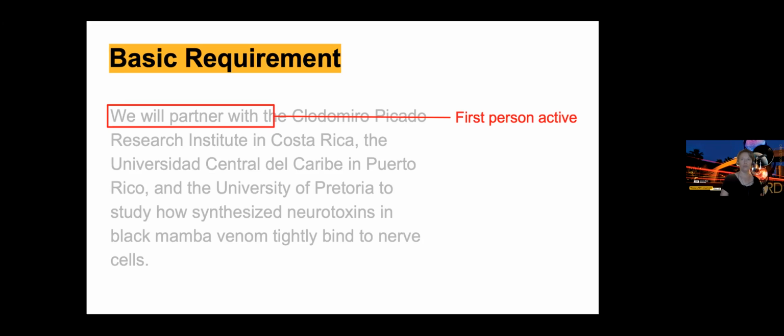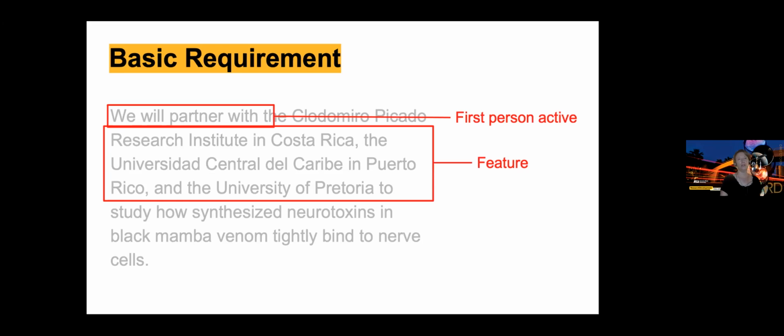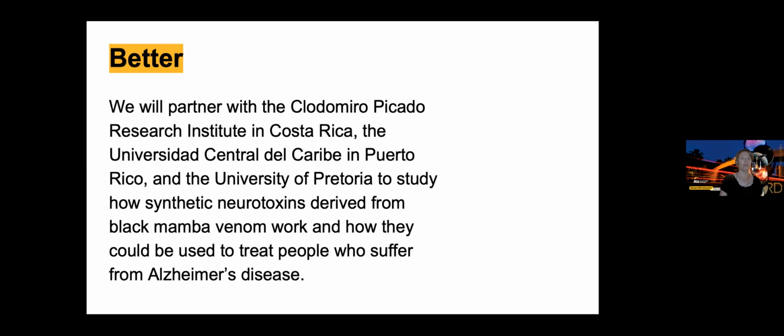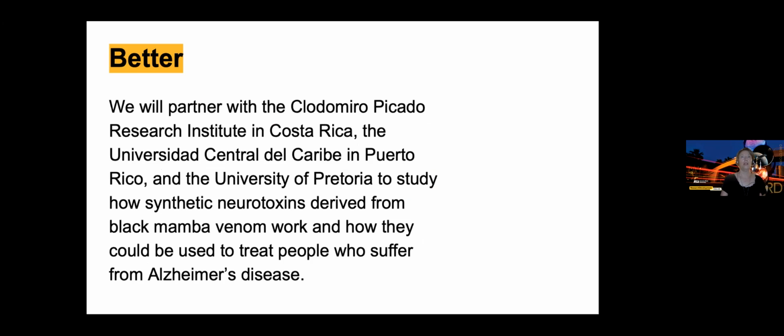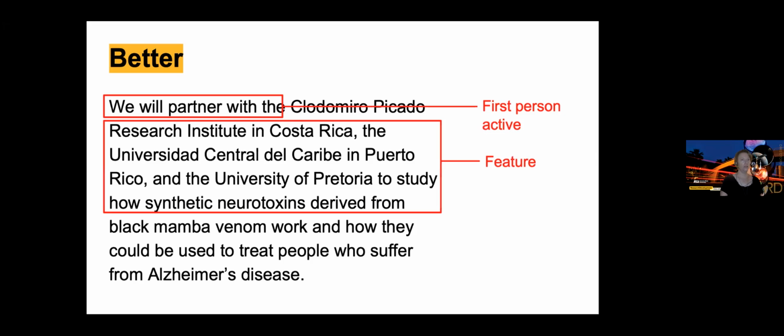Now, we have first person active. We have the people who are going to do it. And the last part is just what you're going to do. So there's really not a lot more to this paragraph. So can we improve this paragraph to make it more persuasive? Maybe. Okay. So I've got my first person, same sentence, the feature, it's fine.